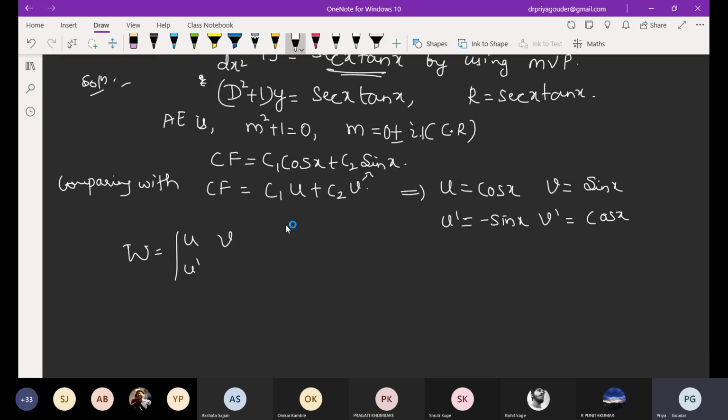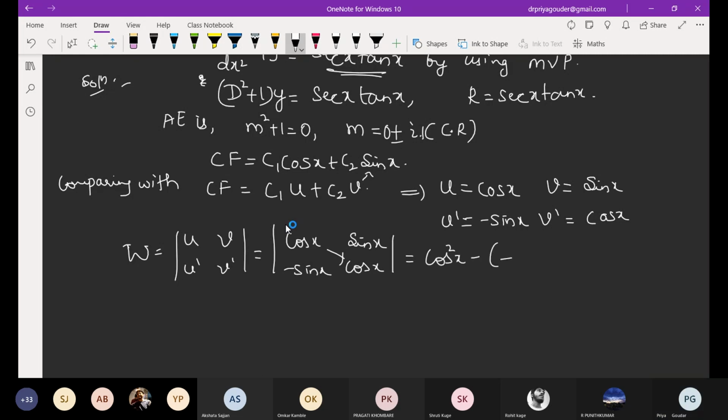U, V, U dash, V dash. Expand it: cos into cos, sin into sin. What is the value? Cos square plus sin square? 1. W will not trouble us today. Okay, for this problem.